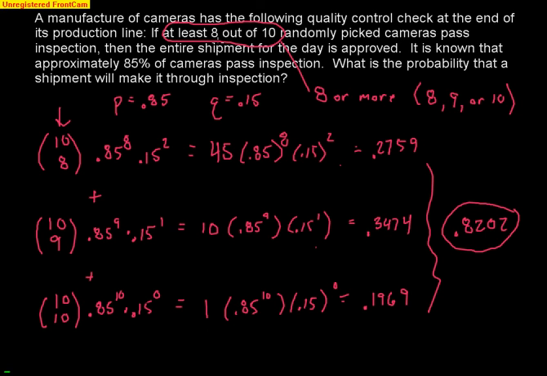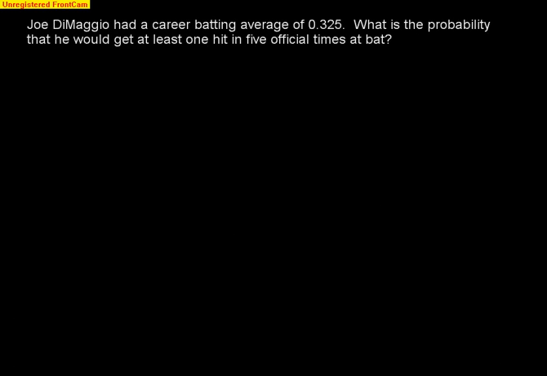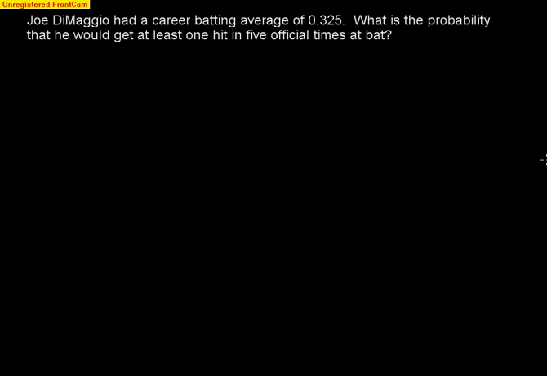All right, let's take a look at this problem here. Joe DiMaggio had a career batting average of .325, 32.5% chance he'd get a hit. What is the probability that he would get at least 1 hit in 5 official times at bat? Now, I like this phrase, at least 1. At least 1 is easy for me. At least 1 means 1 or more.